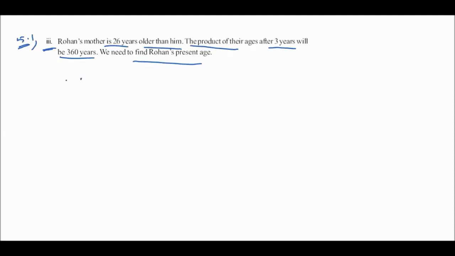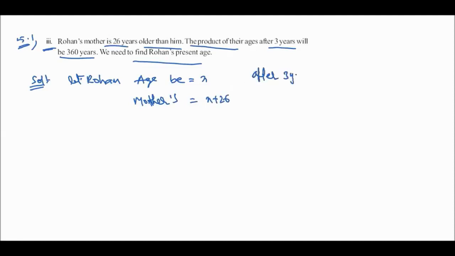So Rohan's age, let it be x. Rohan's mother's age will become x plus 26. After 3 years, Rohan's age is x plus 3 and mother's age is x plus 29. So their product, x plus 3 into x plus 29, is equal to 360.